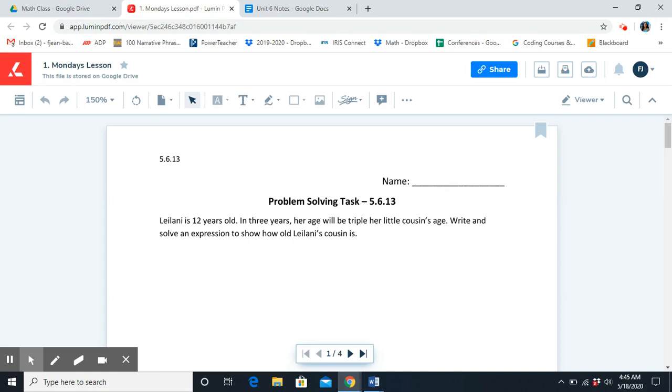To be prepared for math class today, you should have your math lesson open in a separate tab. You should then have your notes also open in a separate tab, and you should have scratch paper and a pencil in front of you. If you don't have your materials yet, pause the video now and go ahead and grab them.